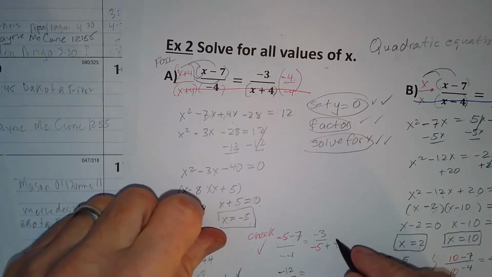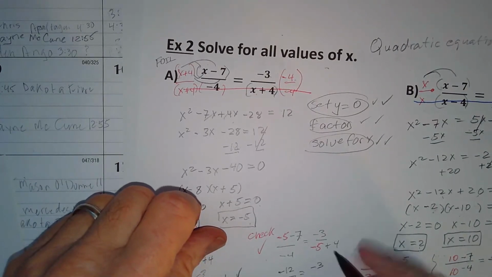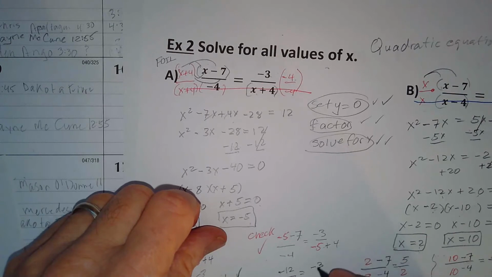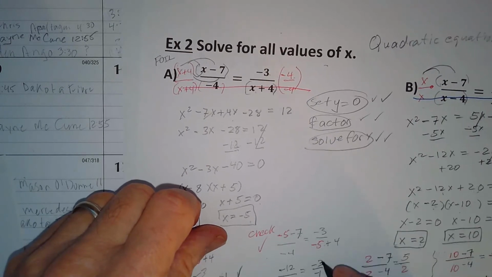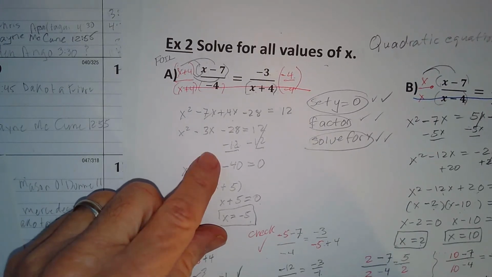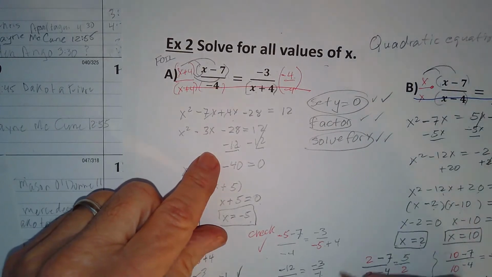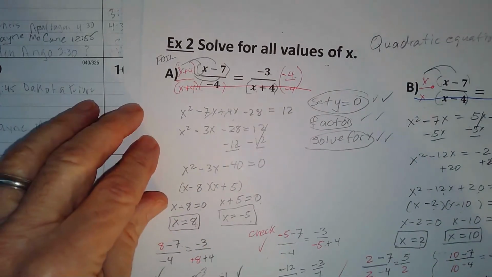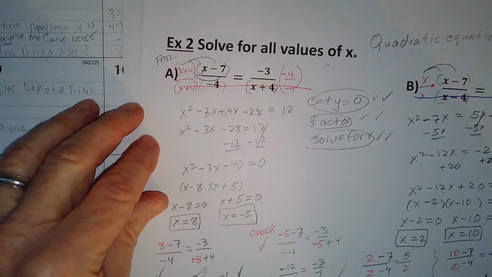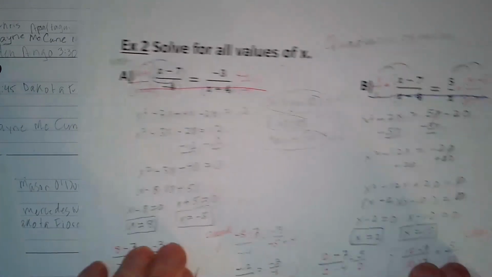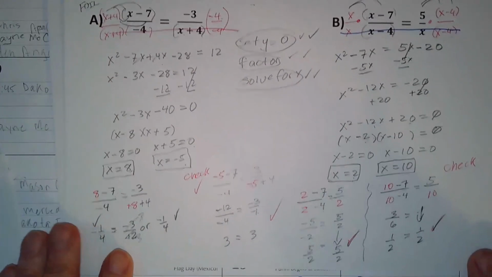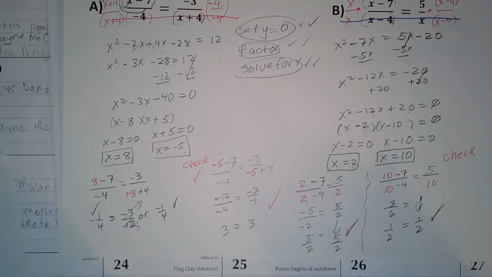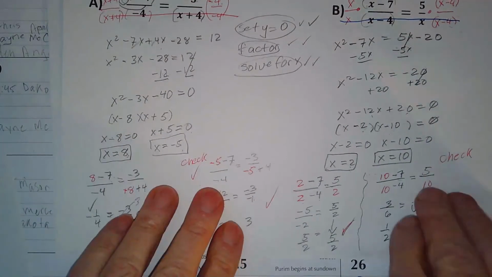Here we have negative 3 divided by negative 5 plus 4, which is negative 1, and negative divided by negative is positive. I end up with 3, so this also checks. All right, so everything checks here, we're good. Take a quick look at it all, make sure you can see it, and then we'll move on.